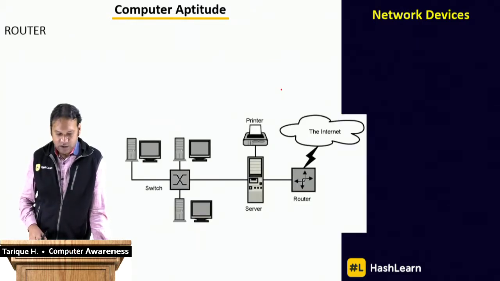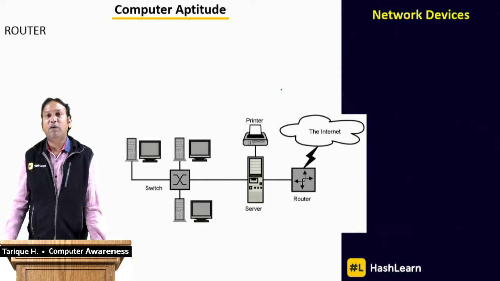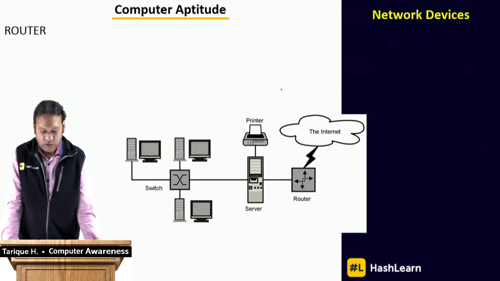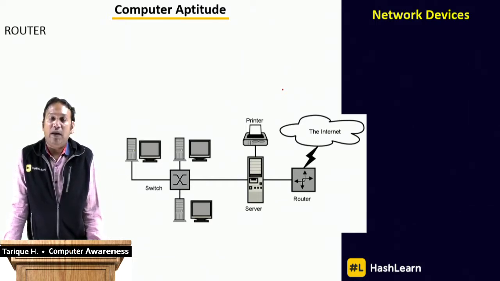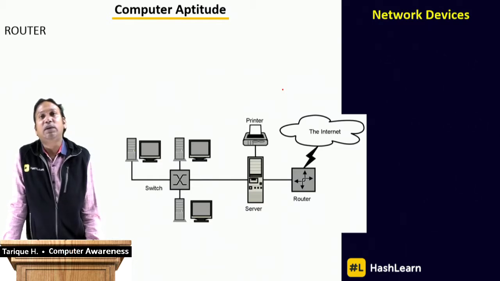Next, let's talk about a router. Nowadays when we talk about computers, we always talk about a router. If we want to connect to the internet, we need a router. If you have a Wi-Fi connection, a wireless connection in your home, let's say you need an ISP.